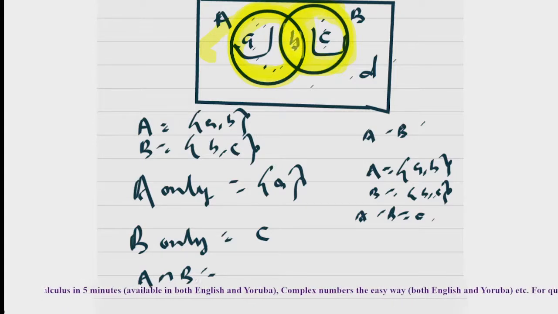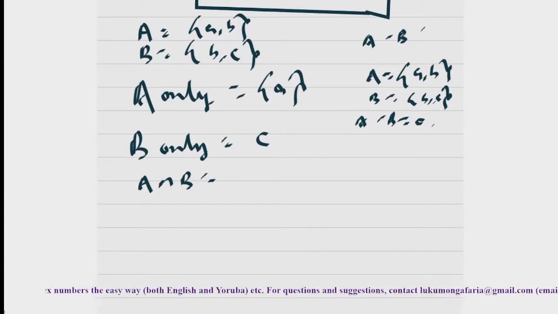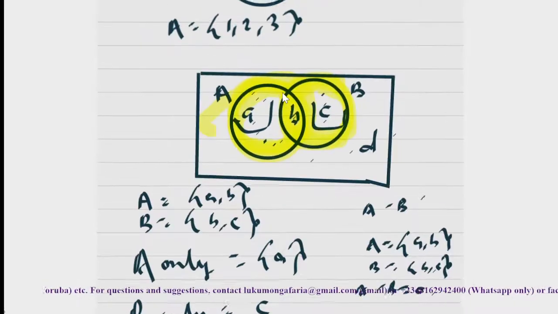You can see B is common to both. So this region is denoted by what? The intersection of the two sets. In essence, the intersection will be what? The intersection will be B.